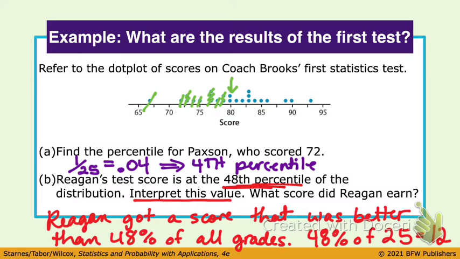She's one of those two 80s. It doesn't matter which one, but Reagan scored an 80. So what score did Reagan earn? She got an 80. And that's because there were 12 values that she did better than.